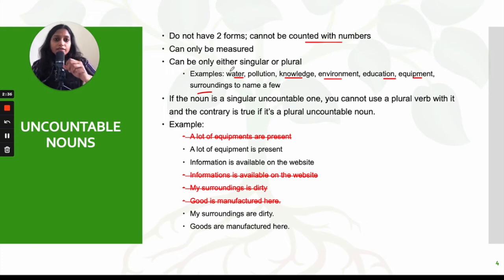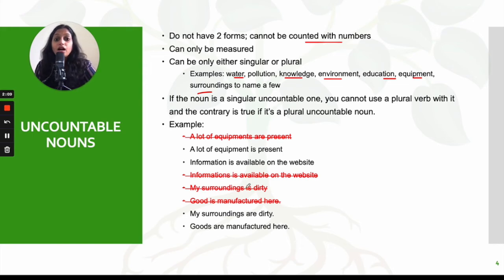And these either exist as singular or as plural. So if an uncountable noun exists in its singular form, you cannot change it to plural. That cannot happen. So take a look at these mistakes that many students make. This is incorrect: a lot of equipments are present. No, a lot of equipment is present. Information is available on the website. Informations is not a word.